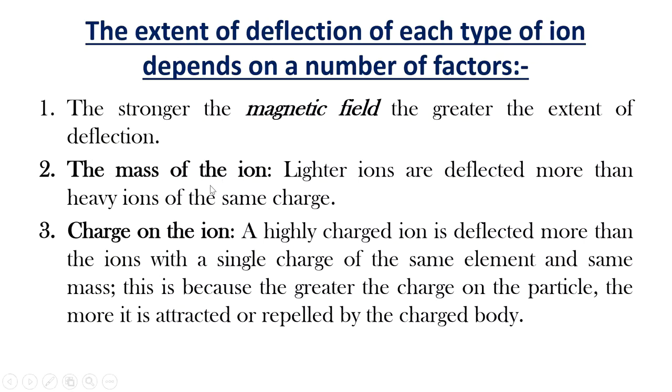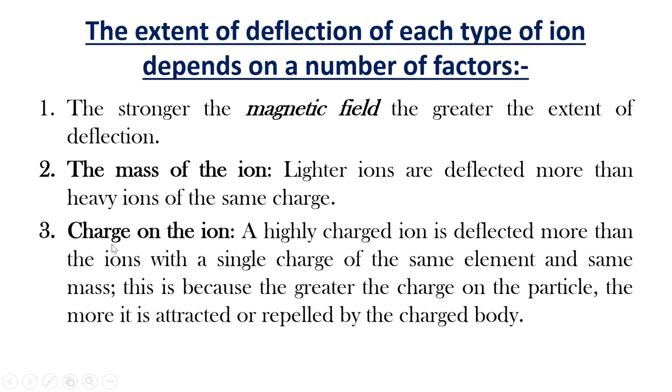Then number two is the mass of the ion, and we're saying that light ions are diffracted more than heavy ions of the same charge. So you have ions of single charge, and there's the one which has a small mass. Those ones which have small mass are diffracted more than those which have a bigger mass. So the mass of the ion also affects the diffraction of that particular ion.